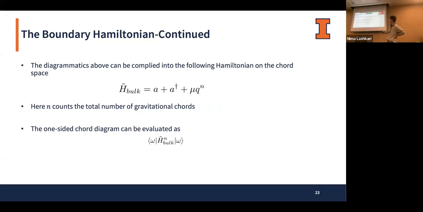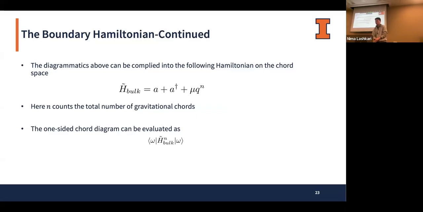And you can show that the sum of all one-sided chord diagrams can be evaluated in this way. You start from the vacuum state, insert this operator raised to the power n, and project it to another vacuum state. This calculates the vacuum to vacuum amplitude of this new Hamiltonian, which is the sum of all one-sided chord diagrams.